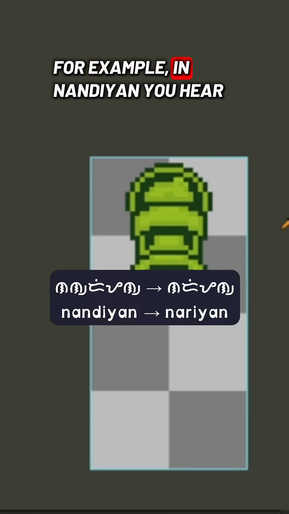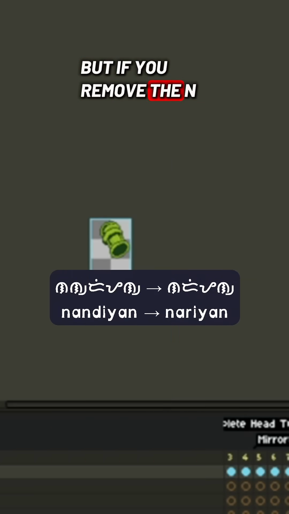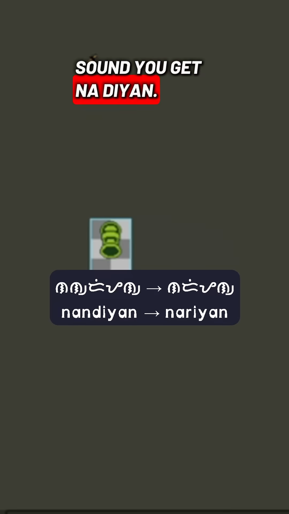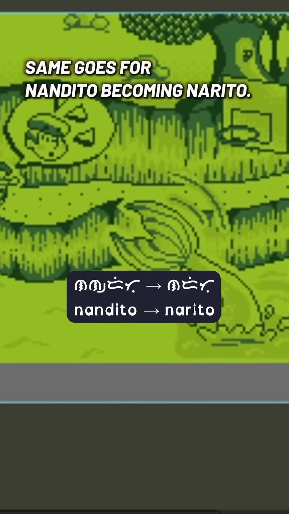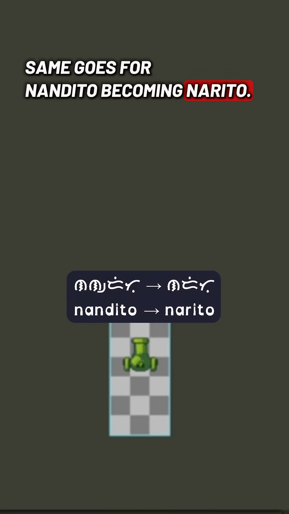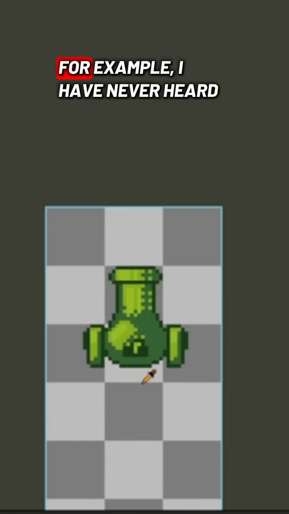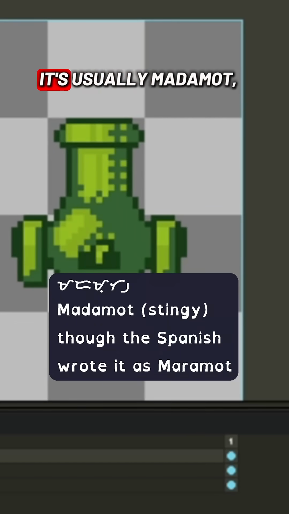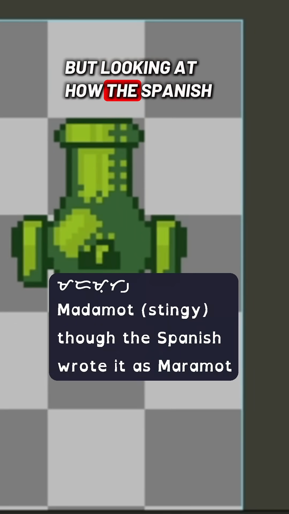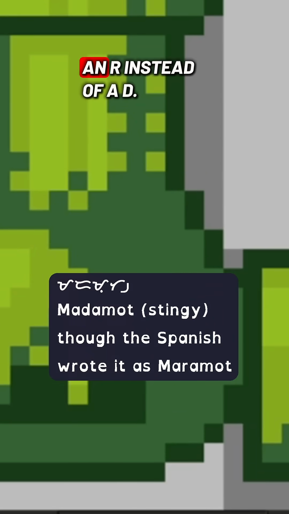For example, in Nandiyan, you hear a D sound, but if you remove the N sound, you get Nadyan, and there Tagalog speakers tend to say Narian. Same goes for Nandito becoming Narito. That said, you will notice that there are words where this is pretty uncommon. For example, I have never heard somebody say Maramot. It's usually Madamot, but looking at how the Spanish spelled it back then as a surname, you can see how they used an R instead of a D.